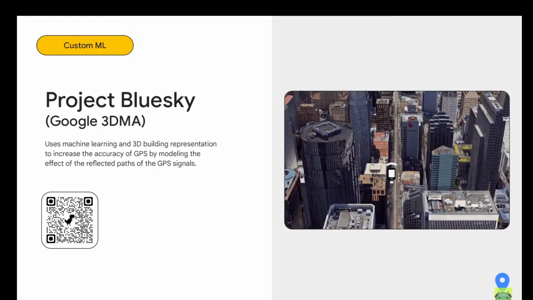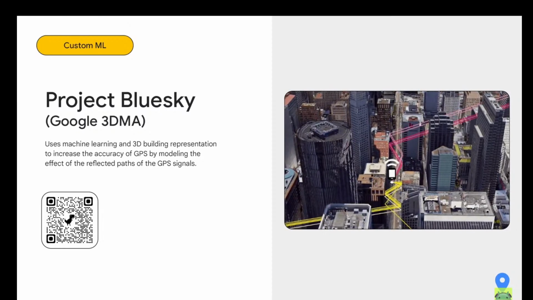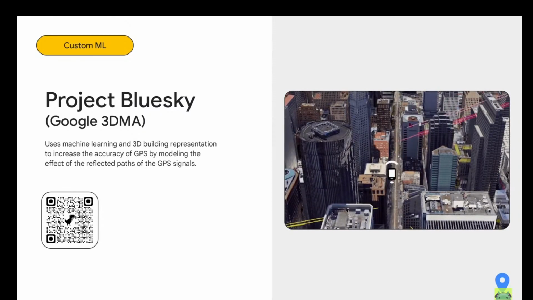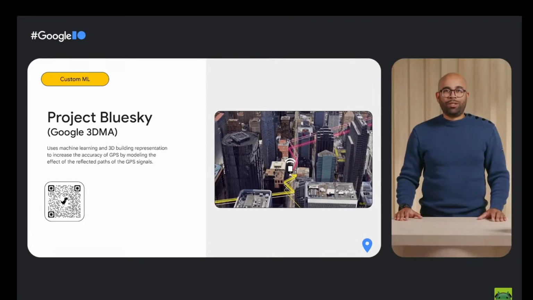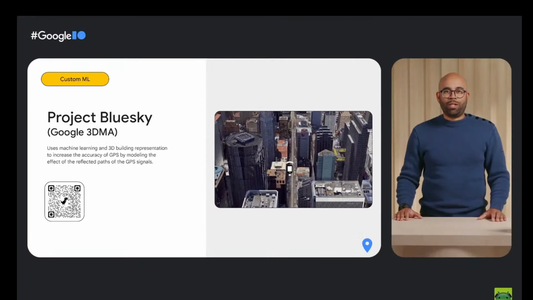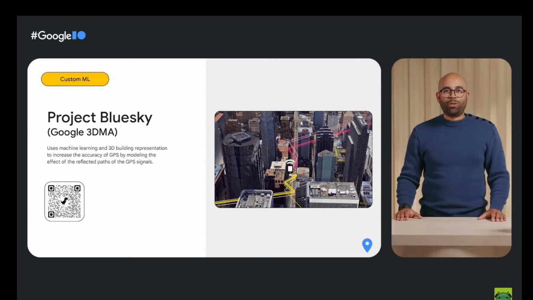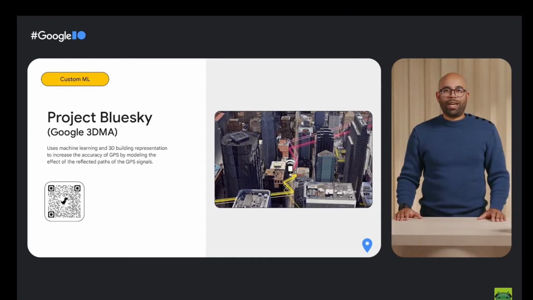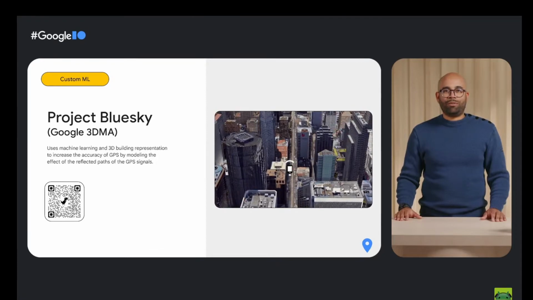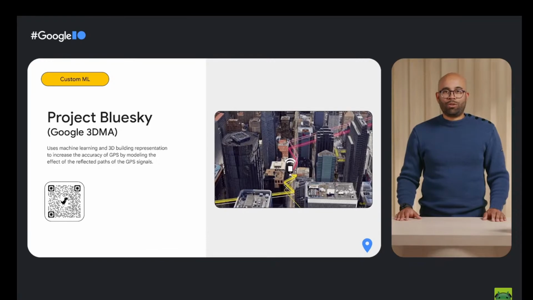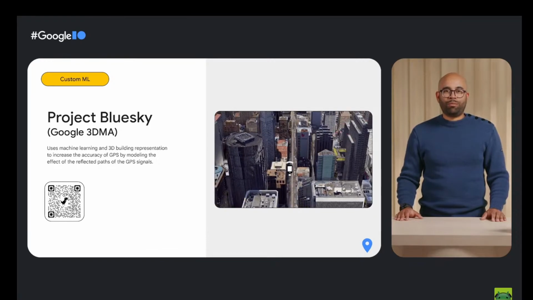The smartphone's GPS accuracy tends to drop in dense urban areas where the device doesn't have a direct line of sight with the satellites. Project Blue Sky, used in Android 8 and above, uses machine learning and 3D building representations to model effects of the reflection and increase the accuracy of the GPS in urban canyons, and, for example, solve the wrong side of the street problem.